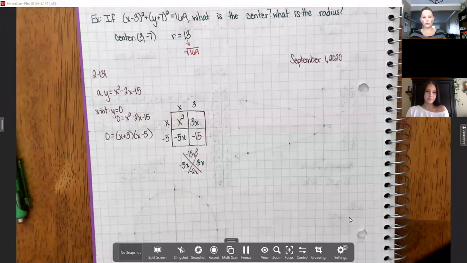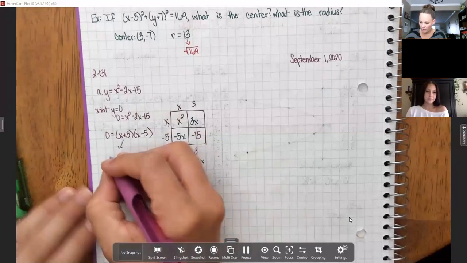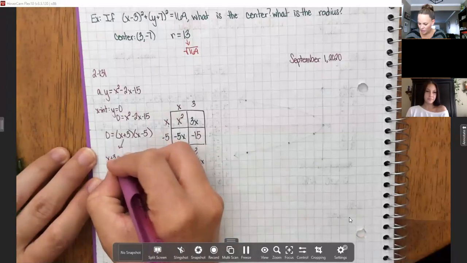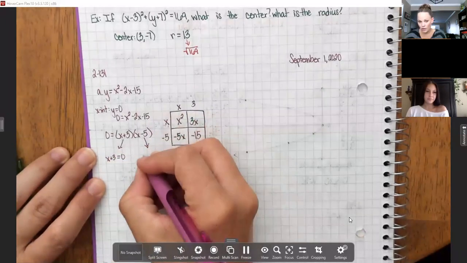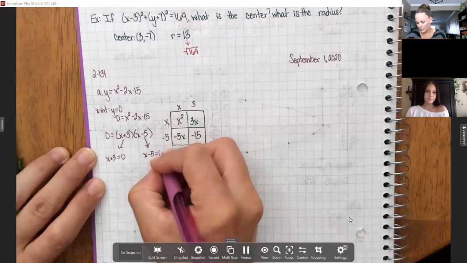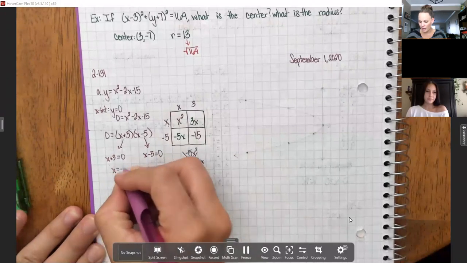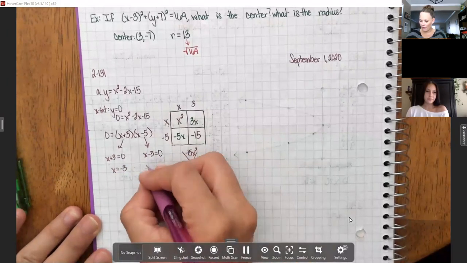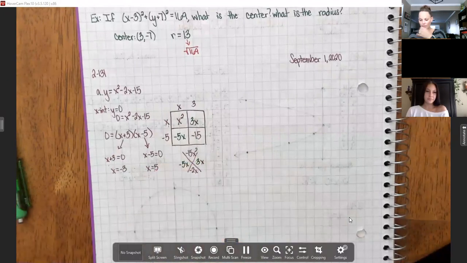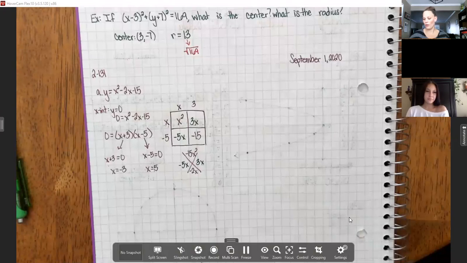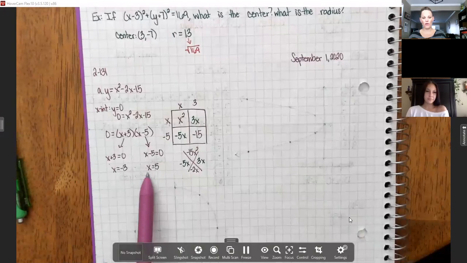And then we need to use the zero product property. If we multiply two things together and get 0, one of them has to be 0. So we have x plus 3 equals 0, and x minus 5 equals 0. If I subtract 3 on both sides here, I get x equals negative 3. And then if I add 5 on both sides here, I get x equals 5. So those are my two x-intercepts if we think about the graph.